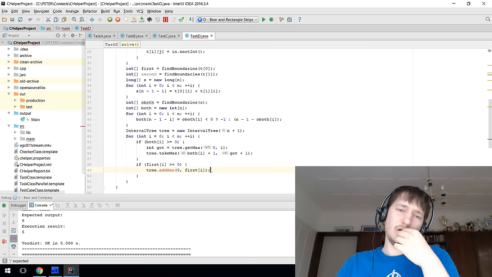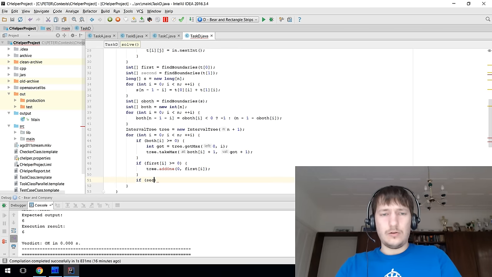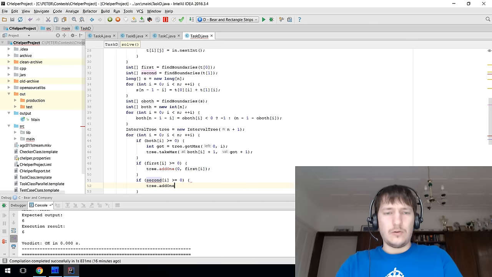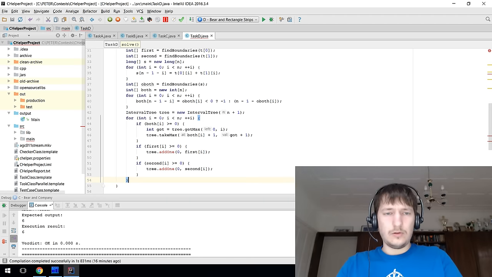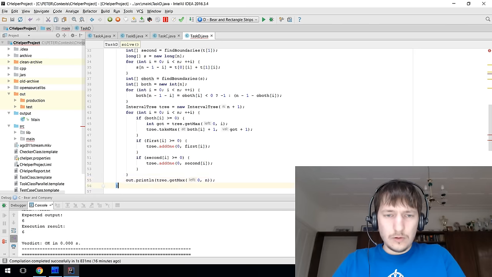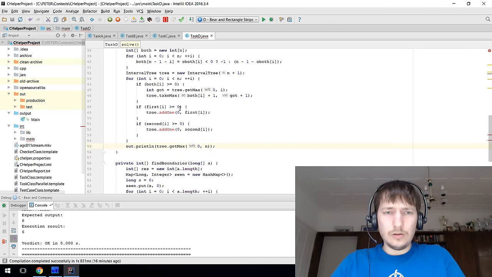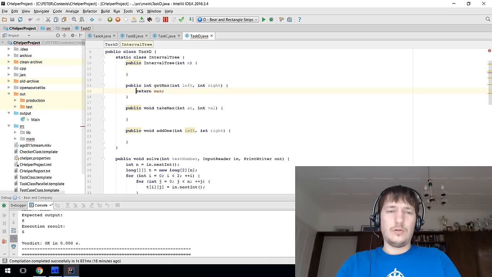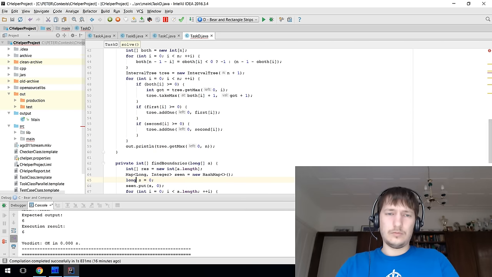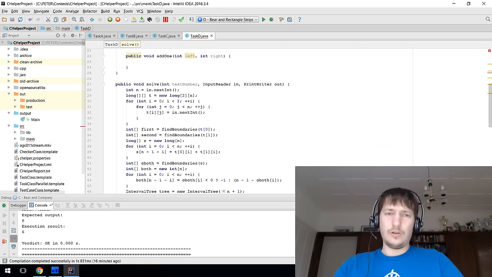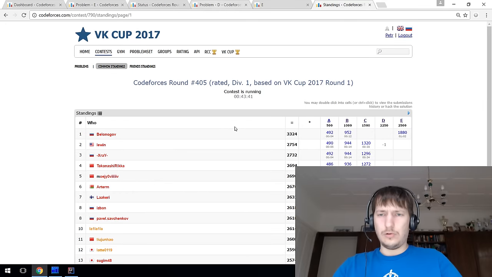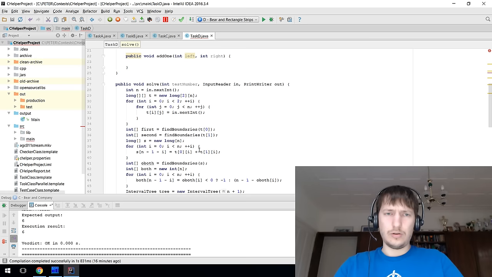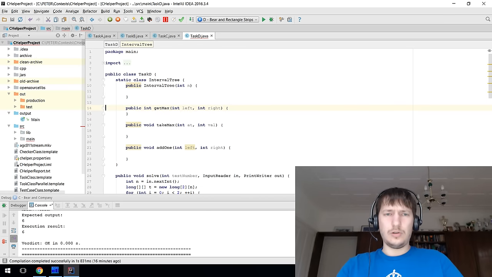So if it's, yeah, if second i, zero second i. And in the end, we just print tree get max 0 n. Okay, so we just need left and right, tree with those three operations, right? Yeah, should be doable. So far, nobody solved D. Not sure why, actually. Seems to be pretty straightforward.